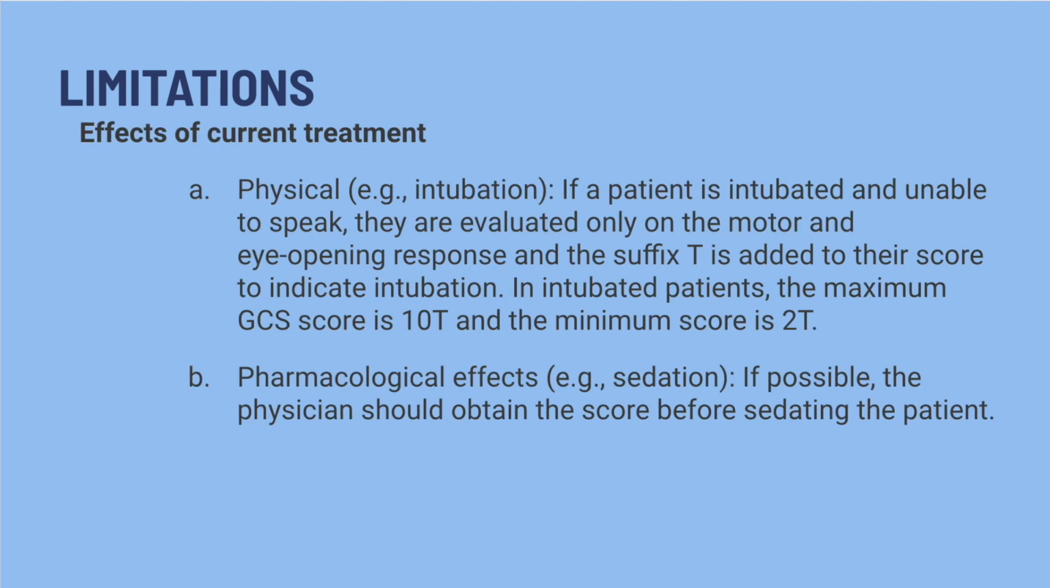Effects of current treatment, such as physical and pharmacological effects. Physical, such as intubation. If a patient is intubated and unable to speak, they are evaluated only on the motor and eye-opening response, and the suffix T is added to their score to indicate intubation. In intubated patients, the maximum GCS score is 10T and the minimum score is 2T. As for pharmacological effects, such as sedation, if possible, the physician should obtain the score before sedating the patient.